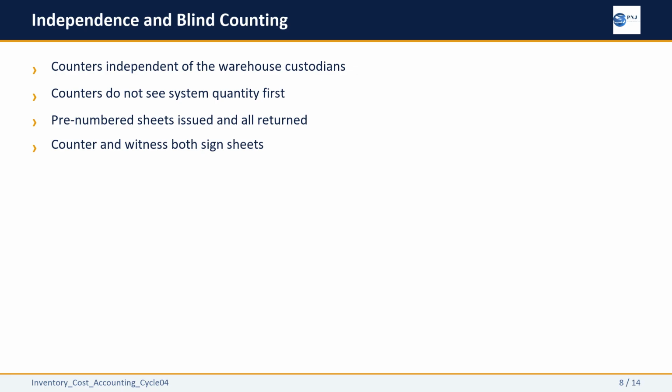On top of that, count teams must be independent of the regular warehouse custodians for the items they count, so the person responsible for the stock is not the person verifying it. Pre-numbered count sheets are issued, and every one must be returned. None can quietly disappear. Recounts happen whenever a variance exceeds tolerance, and each sheet is signed by the counter and a supervising witness.